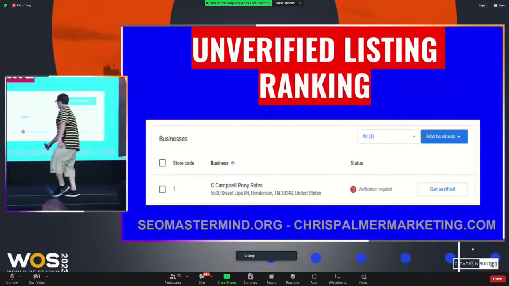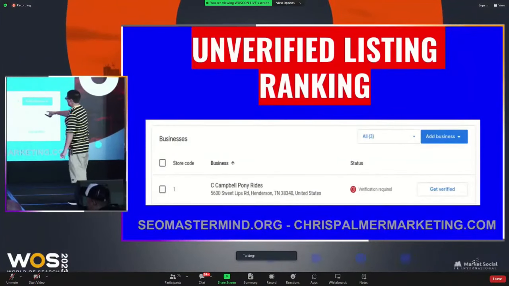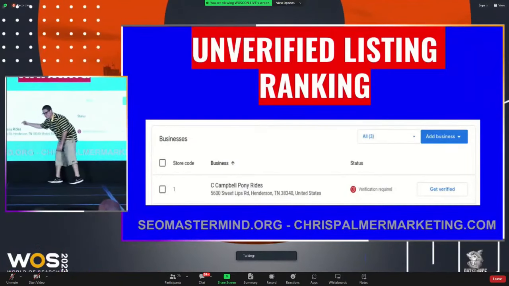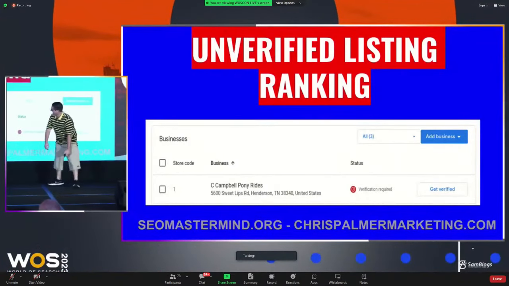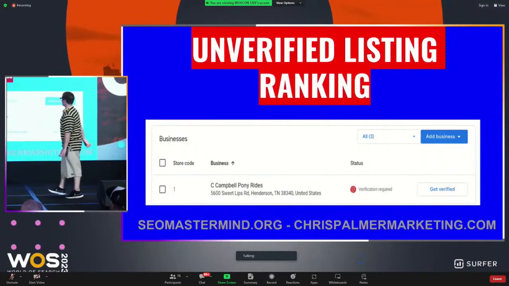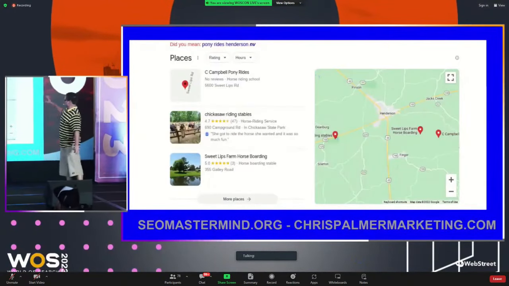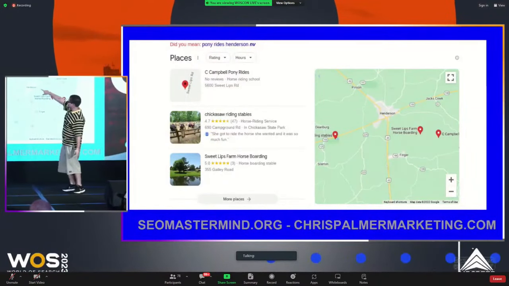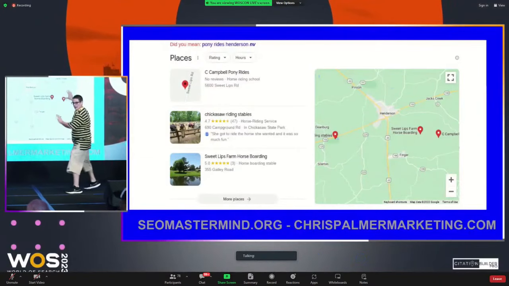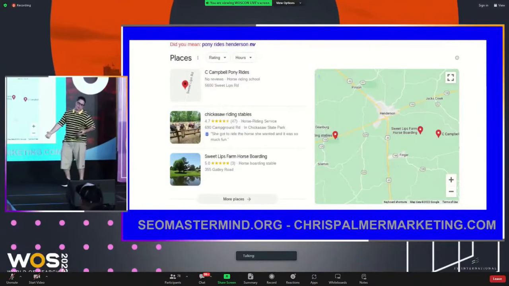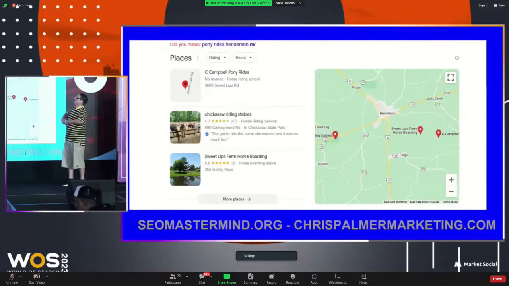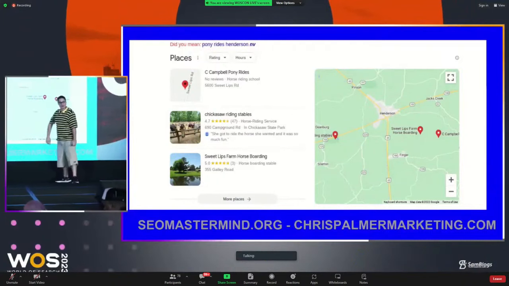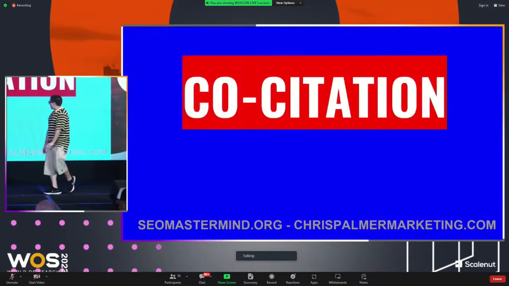Hi, Craig. My friend Craig, I made him, and here's the best part. This is why it's funny. It's Craig Campbell giving pony rides on Sweet Lips Road. Oh my gosh. Unverified listing, right? Anyway, this is C. Campbell, Craig Campbell's pony rides on Sweet Lips Road, right in Henderson, NV. You might think horse riding is an obscure niche, but it proves a point. You can rank them. And horse riding here is a big deal. Look how many competitors there are nearby, and I'm ranking.